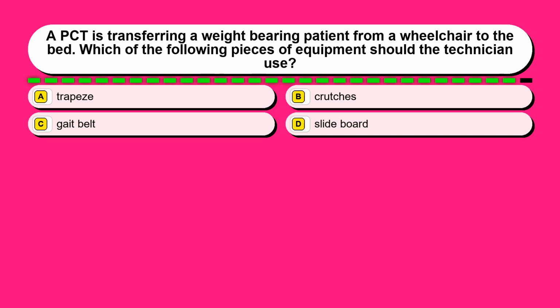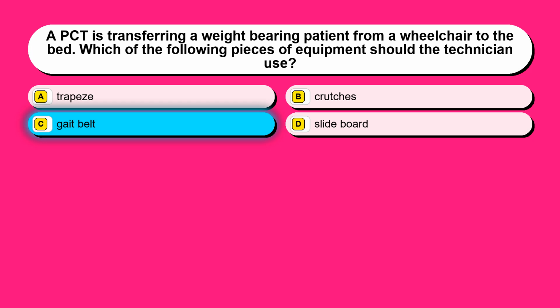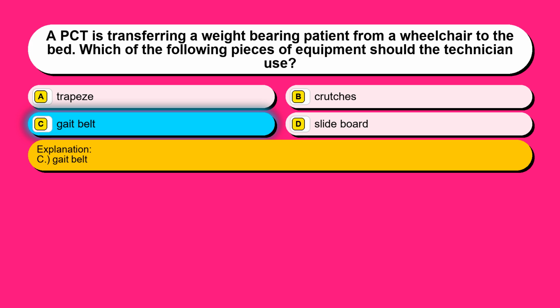Question 2. A PCT is transferring a weight-bearing patient from a wheelchair to the bed. Which of the following pieces of equipment should the technician use? Option A, trapeze. Option B, crutches. Option C, gait belt. Option D, slide board. The correct answer is option C, gait belt.